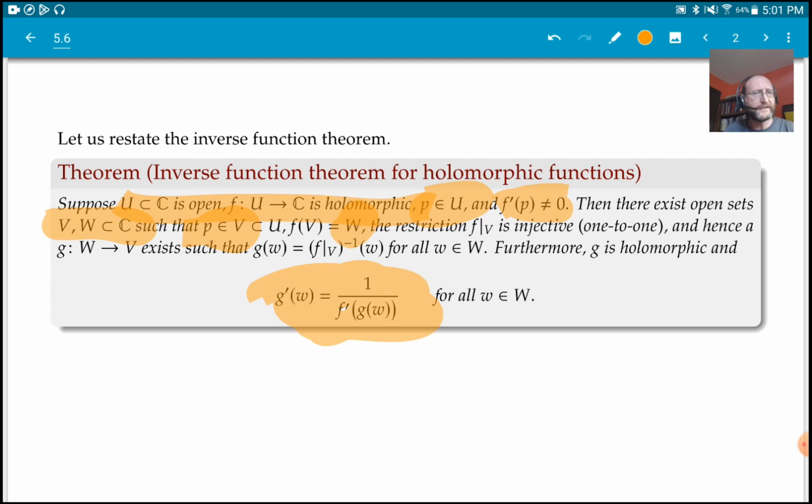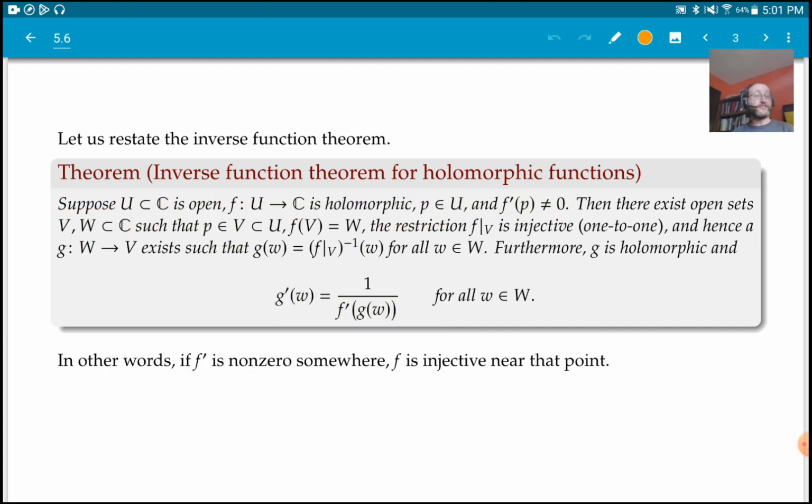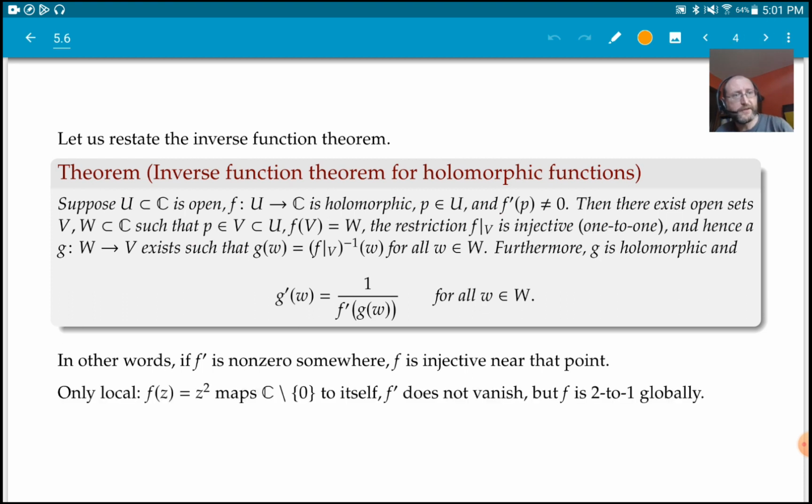If we know something about the derivative, what does it say about injectivity? In other words, if f prime is non-zero somewhere, then f is injective near that point. But it's not necessarily injective globally, of course.